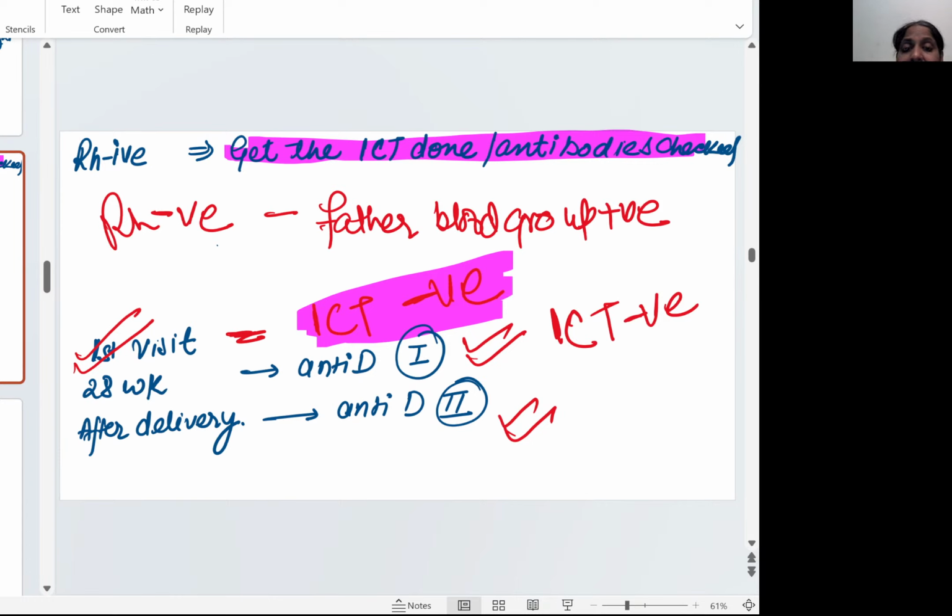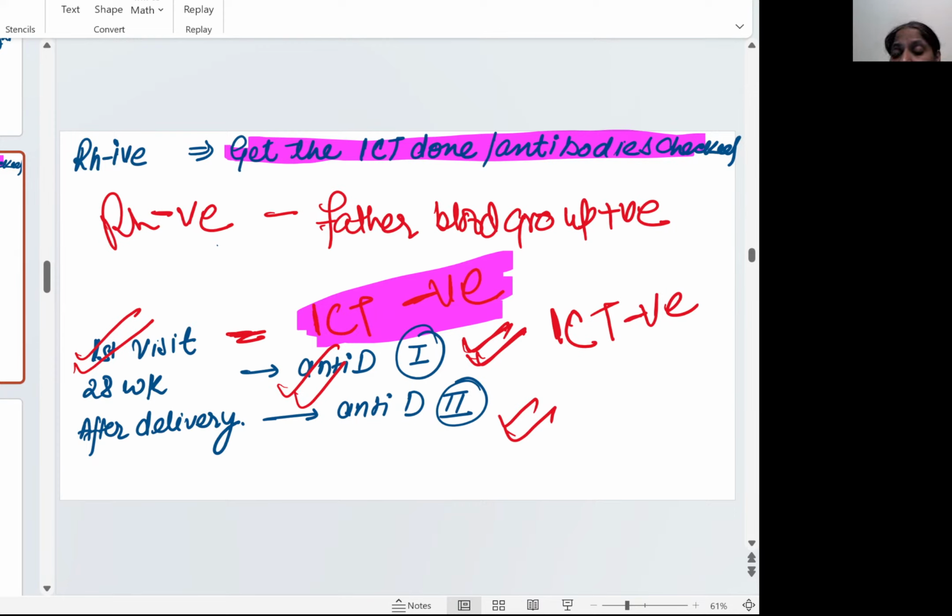At 28 weeks. Because we studied that at 28 weeks, what happens? In the third trimester there are increased chances of feto-maternal hemorrhage after 28 weeks. So once again we will get ICT done, and then we will give the anti-D injection if ICT is negative.